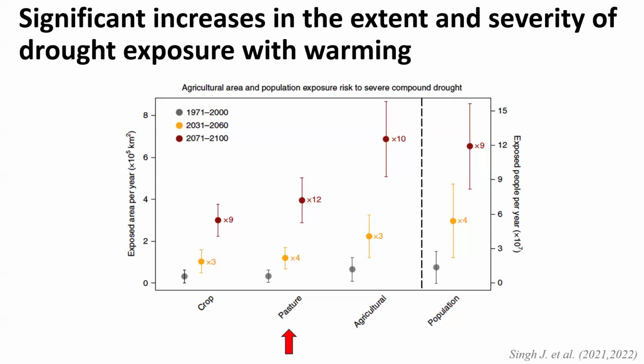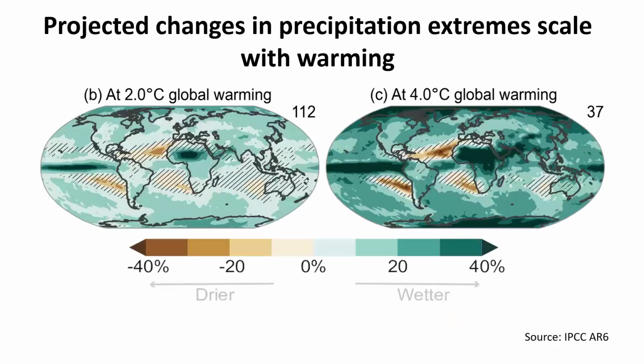And so this suggests that we need to understand how these hydroclimate extremes are affecting communities. And I just wanted to highlight here, and I'll get back to this later in my presentation, that pastoralists in particular are really important because of some of the work that I'm going to show in a little bit. And here we see an increase in exposure of pastures as well as agricultural areas to droughts in the future with additional warming.